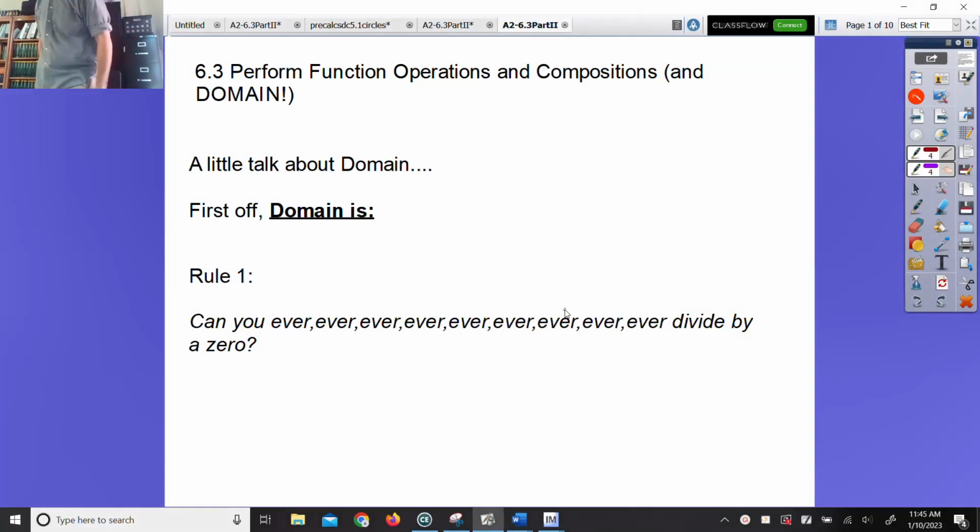There we go. 6.3, perform function operations and compositions, and talk about something called domain, which is the bulk of what this lesson is about. Anybody know what domain is? It's not, it's x. I wish it was that easy.